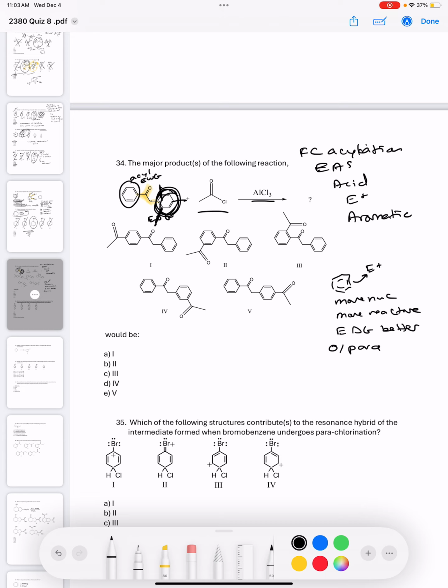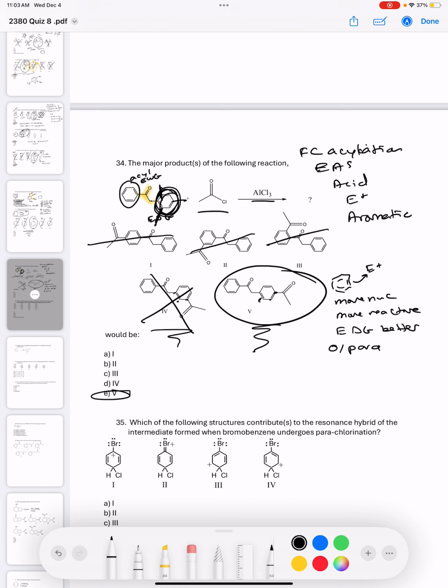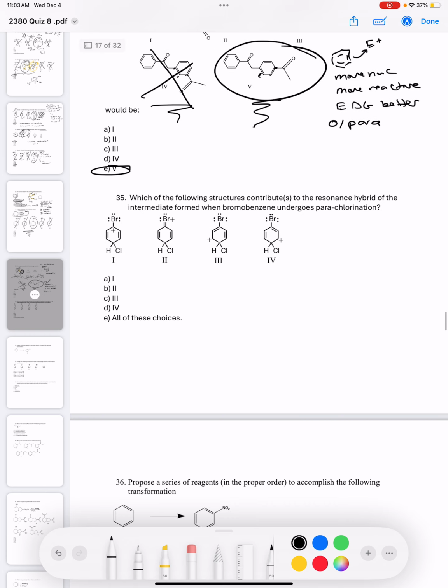So I'm going to first eliminate anything that adds on the side with the acyl group, because we know that that doesn't have the electron donating group on it. So it can only be one of these two. And this is ortho, meta. This is meta, and we said it would be more likely to go para. So ortho, meta, para. So that's how we get to answer choice E.